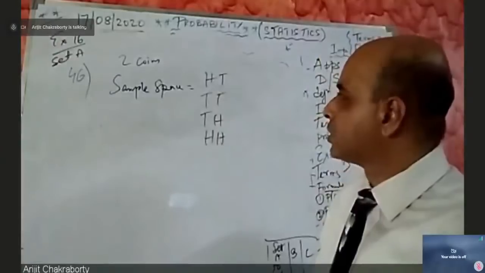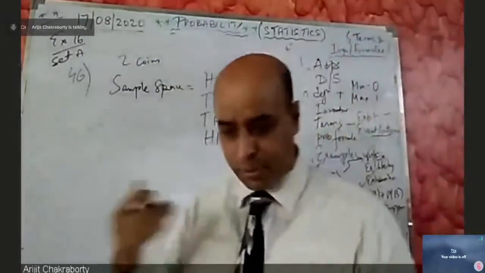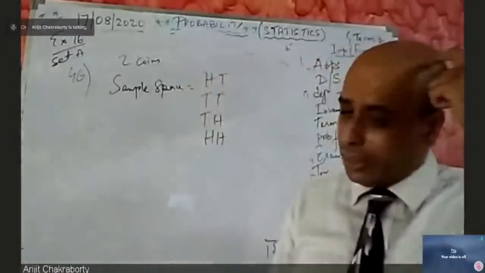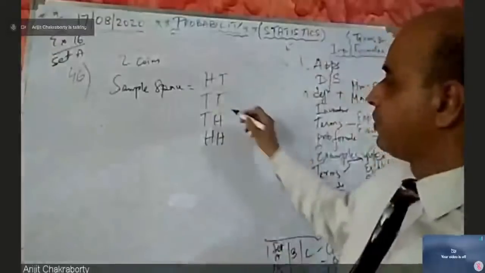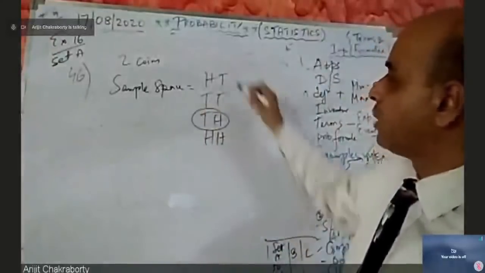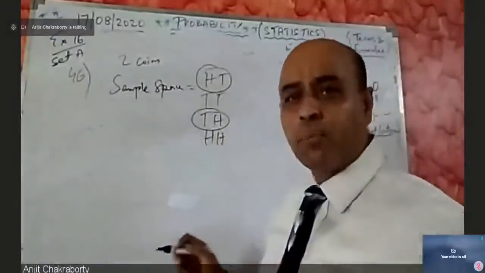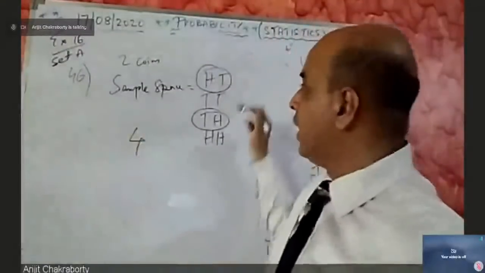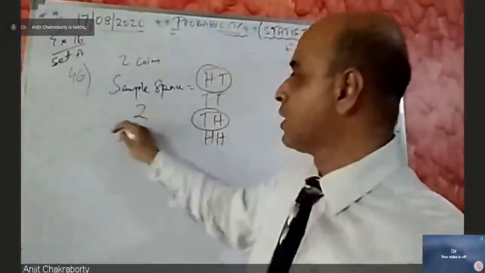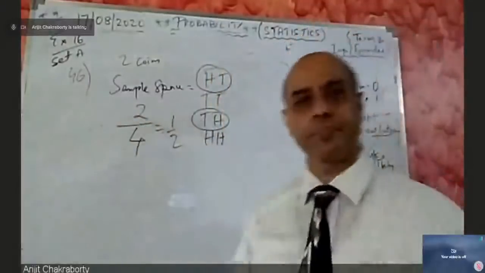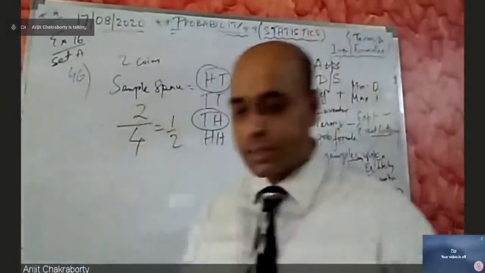So two coins are tossed, four cases can appear, and the question is probability of getting one head. One head is there in this case and one head is there in this case. That means my total number of possible cases is 4 and my total number of favorable cases is 2. So my probability is 2 by 4, that is half. I hope it's clear and you have followed. 46, good question.